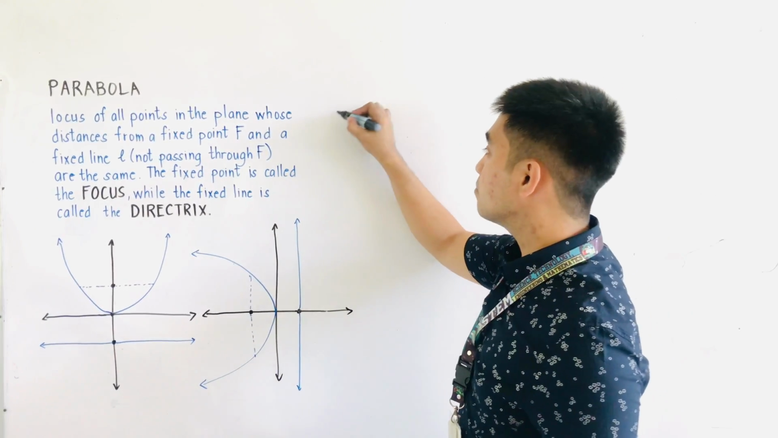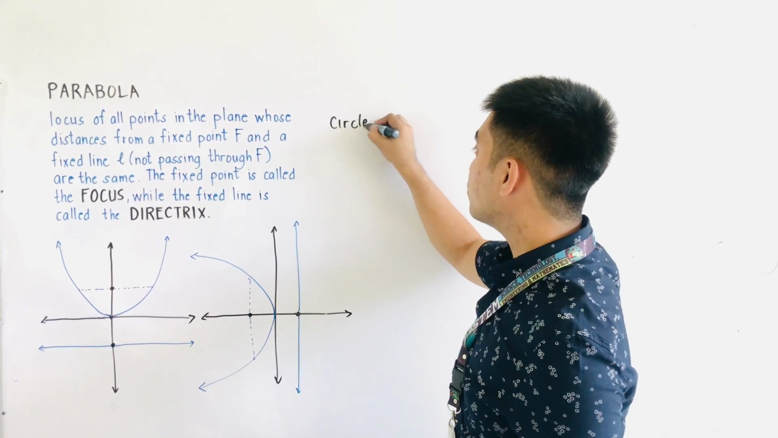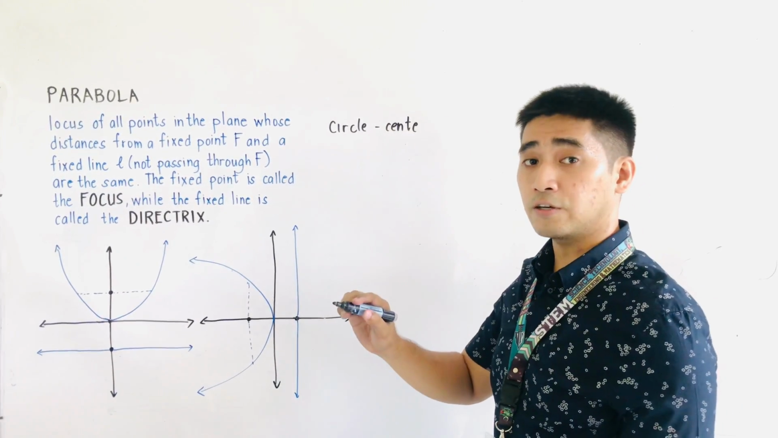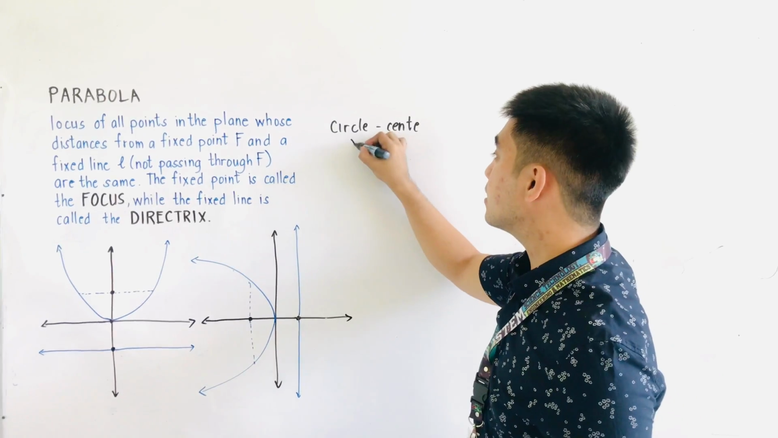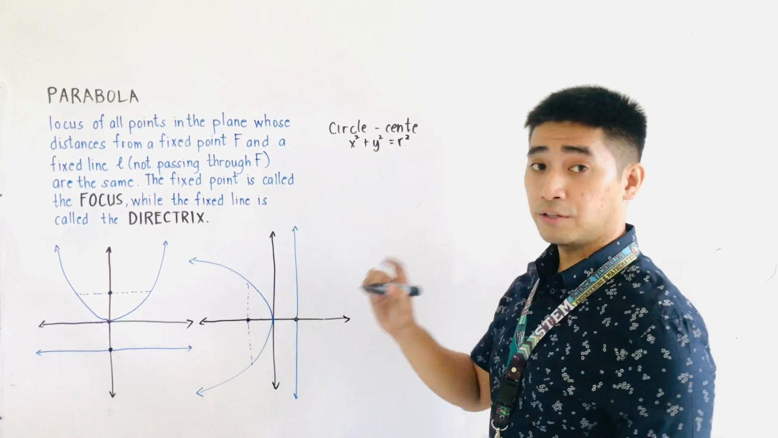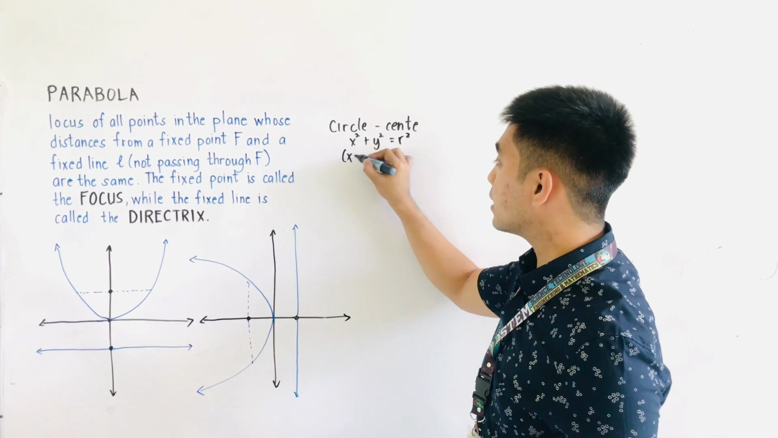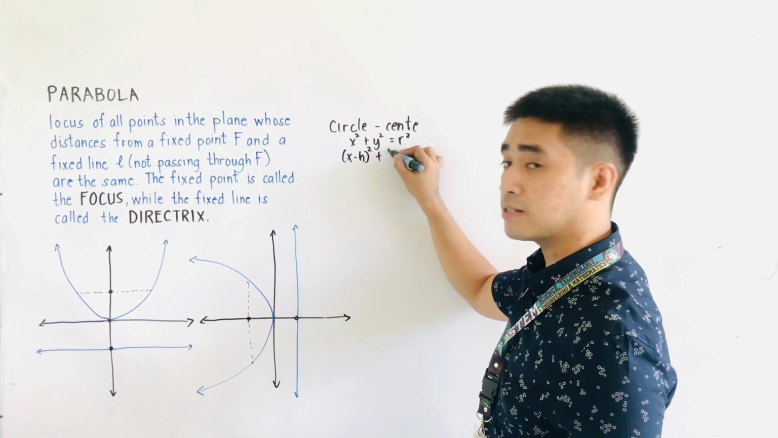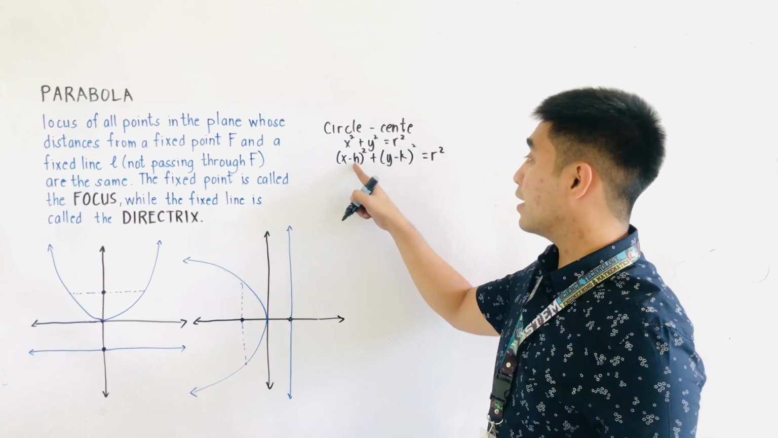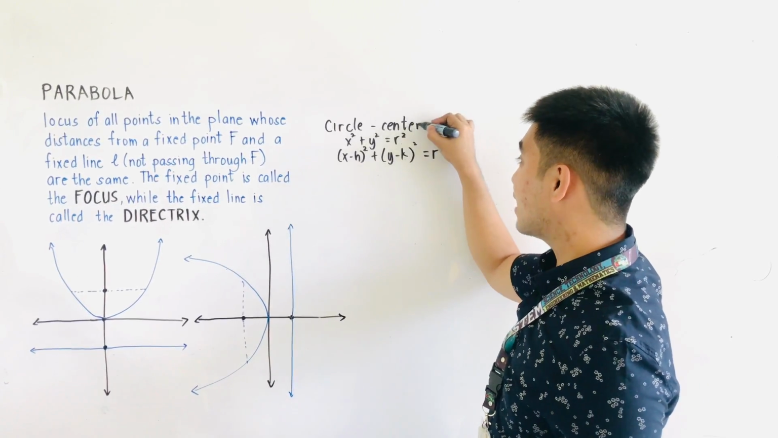For the circle, we have what we call the center. And the formula for the circle, or the standard form for a circle, is x squared plus y squared is equal to r squared. Or that becomes (x minus h) quantity squared plus (y minus k) quantity squared is equal to r squared, where h and k is our center.